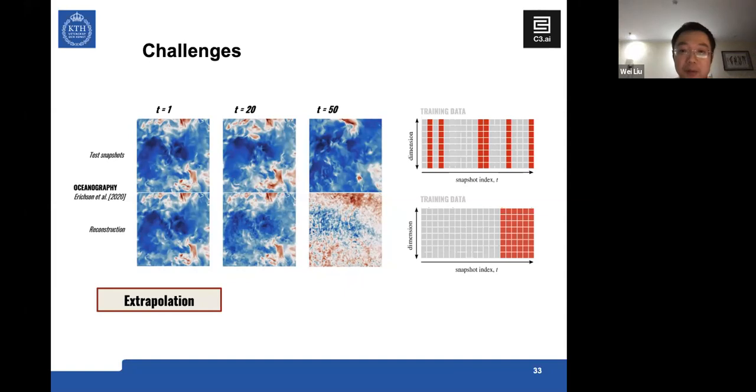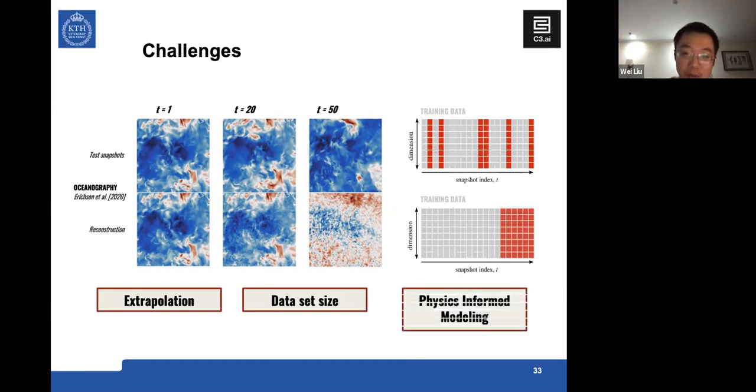Okay, and in the built environment, it is also difficult and expensive to get a big amount of data for training the artificial neural network. There are some databases online, but the information is still kind of limited. And how to involve physics-informed modeling is sometimes difficult to know.